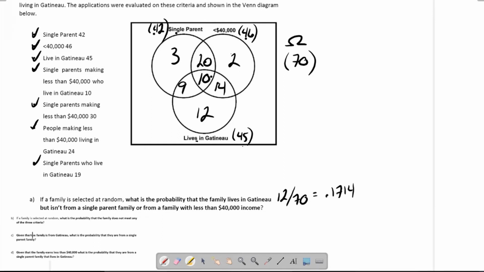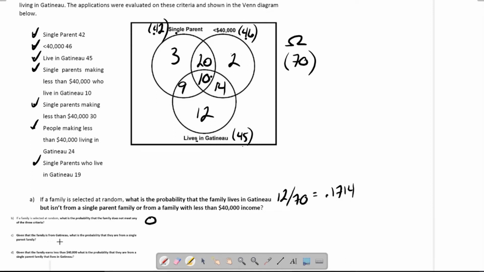Part B says if a family is selected at random, what is the probability that the family does not meet any of the three criteria? In order for the people to find that number, there would have to have been a number outside here. But in this case, there was nobody there, so the number is 0. So the probability is 0.